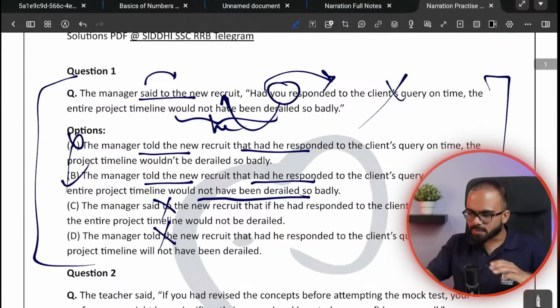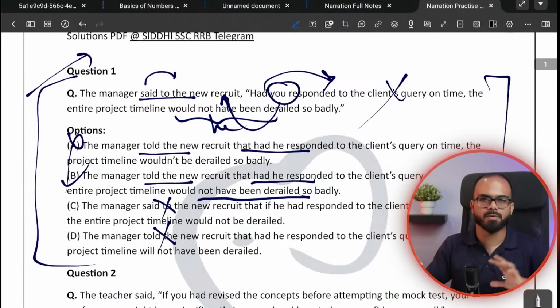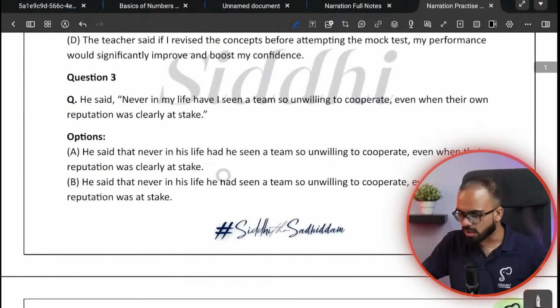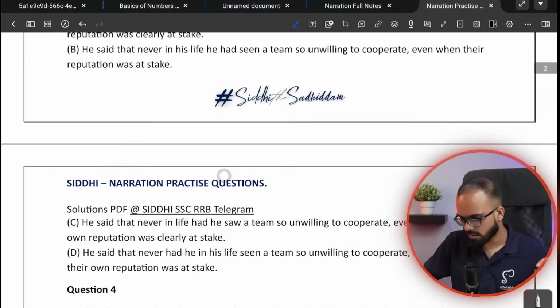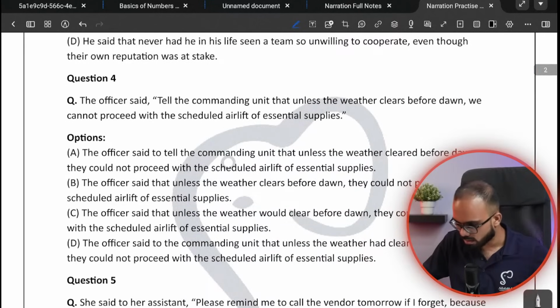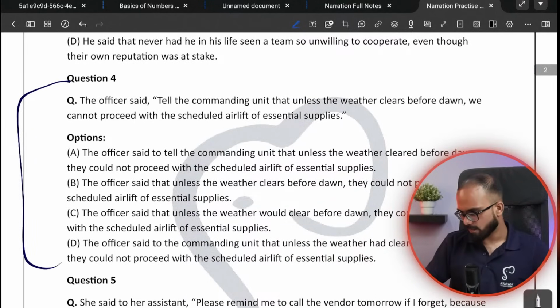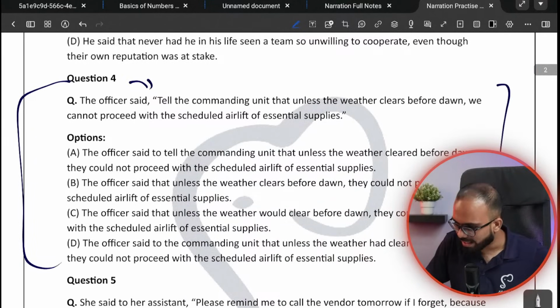This practice PDF is provided. The solution PDF is also provided. We will do a couple of other questions. Let's say this question. Let's do this. Yeah. Let's look at question number 4. The officer said. "Said" is "said that."